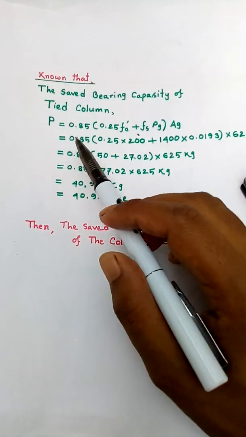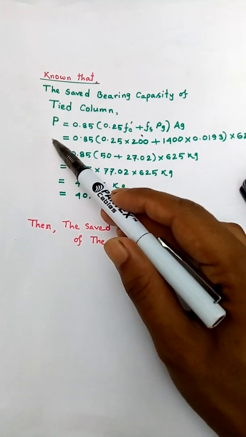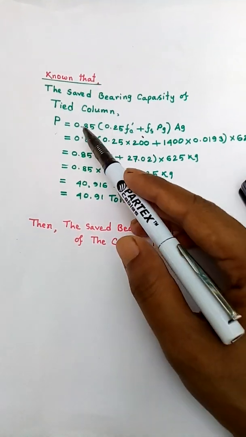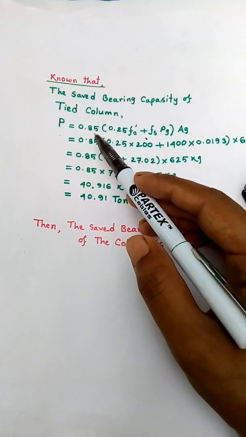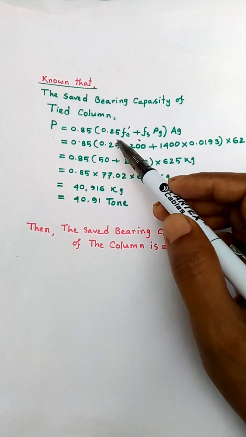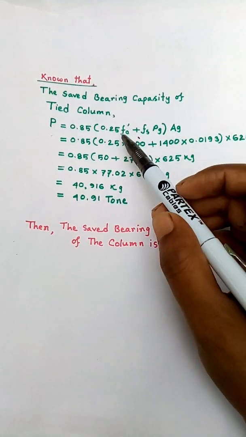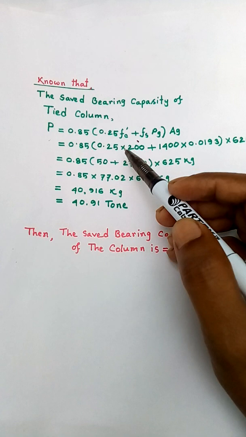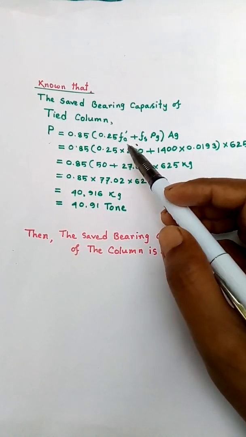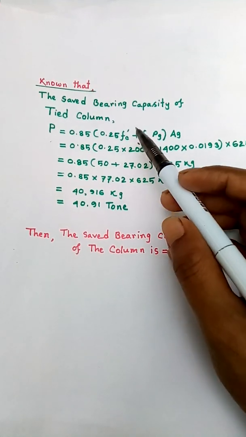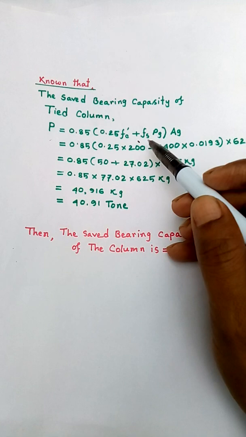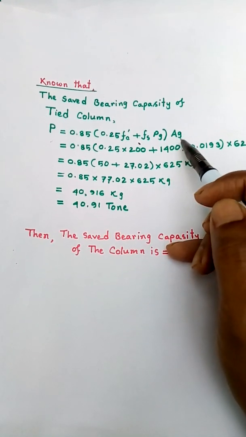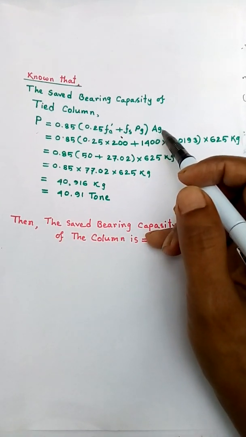The notation of this formula: P stands for the amount of axial load, 0.85 is the load factor, 0.25 is the compressive stress factor for allowable compressive stress, F prime c stands for ultimate compressive stress of concrete, Fs is allowable tensile stress of steel, rho g is steel ratio, and Ag stands for the cross sectional area of the column.